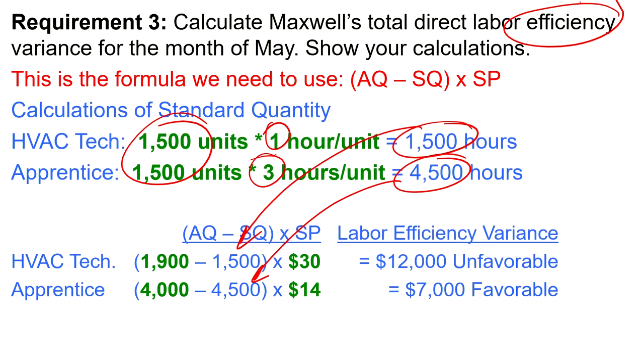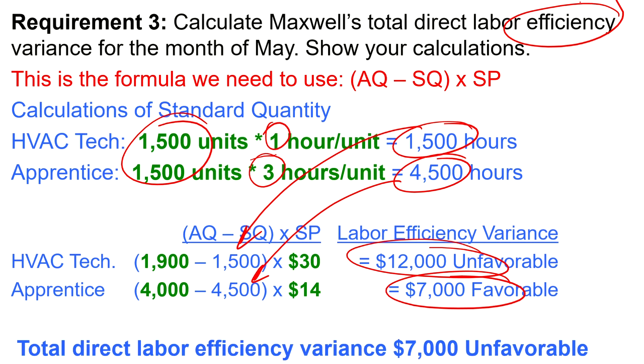We already know what the actual quantity was. We already know what the standard price was. And so we calculate for each labor class individually. We have a $12,000 unfavorable efficiency variance for the technicians and a $7,000 favorable for the apprentices. And so we end up with a total direct labor efficiency variance.